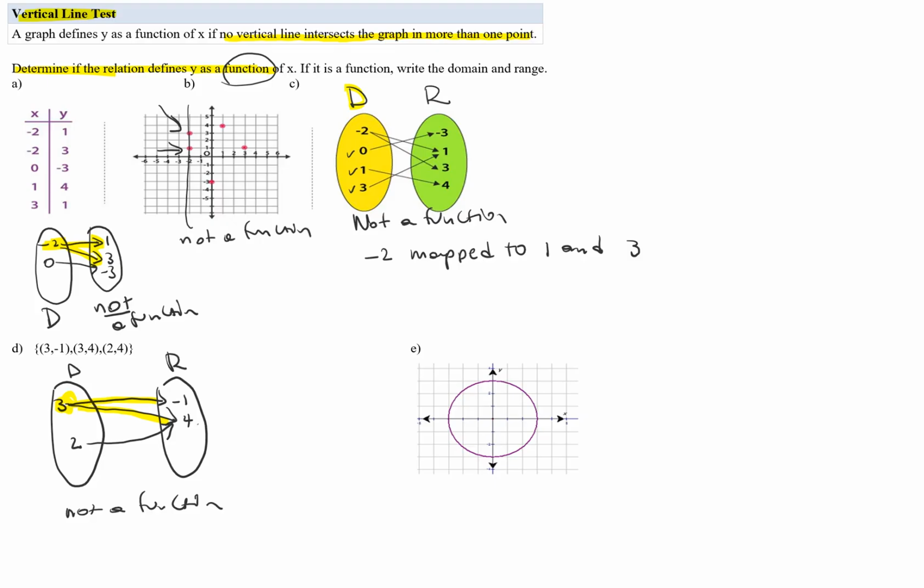And on the last one, I'm going to use the vertical line test again. I will draw a vertical line, and you can draw the vertical line anywhere. So here is the vertical line I'm drawing. And do you see again how the vertical line crosses the graph twice, once here and once there? Again, we cannot have a vertical line cross the graph more than once. So this is not a function.